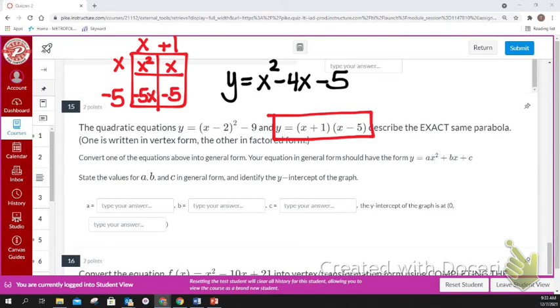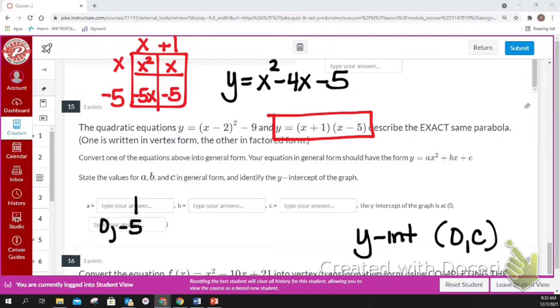-5. Now your y-intercept, this is something else you might want to have in your notes, is that your y-intercept is always at 0, C. So if C is -5, your y-intercept would be at 0, -5. Now, if we did vertex form, if we use this equation, we would still get the same answer, but it would be a couple more steps.